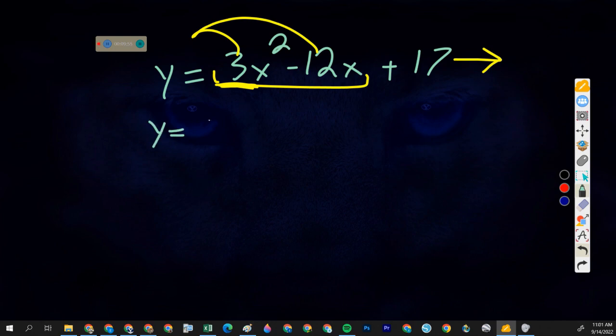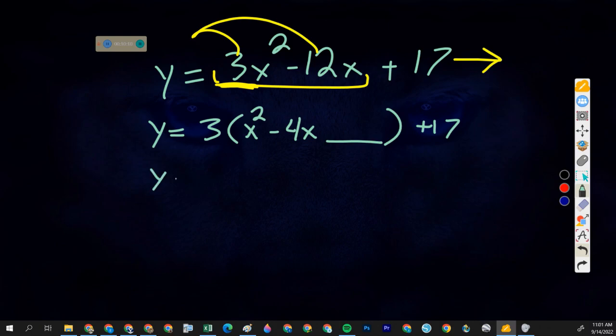So y equals 3 times x squared minus 4x, and then there will be some number there with a plus 17 at the end. Okay, so y is 3 times x minus what? 2. And then 2 squared is 4.